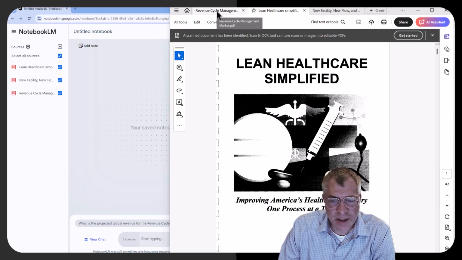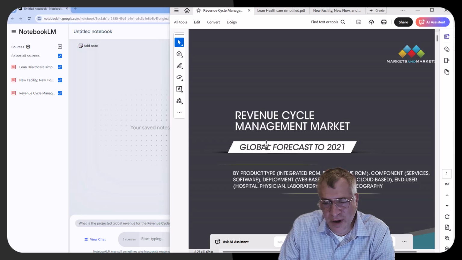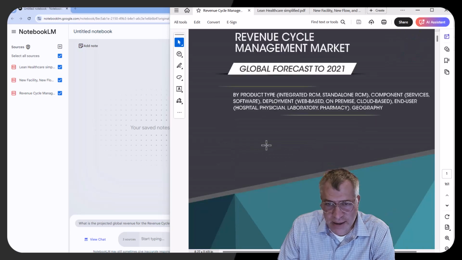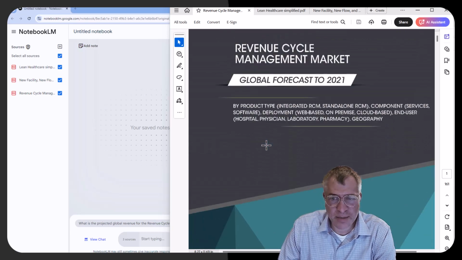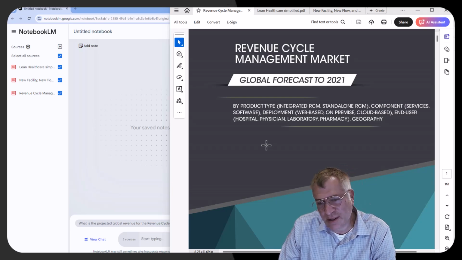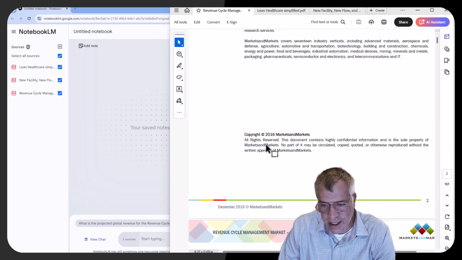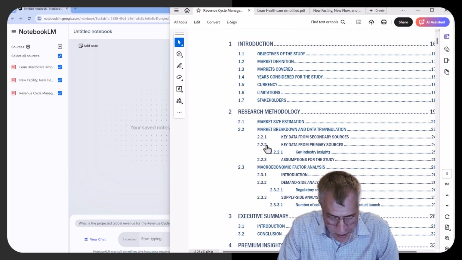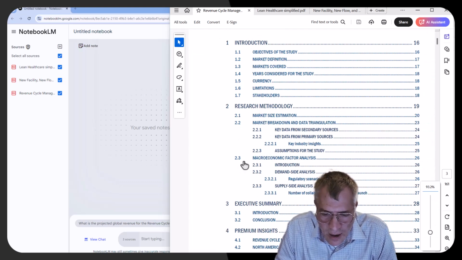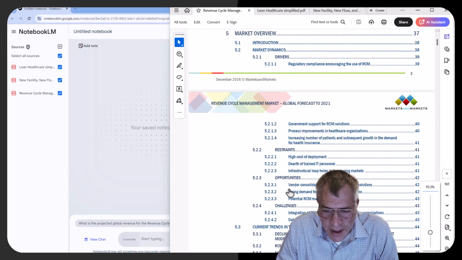So I uploaded 3 different documents that I have: an older market study about the revenue cycle management market. This is companies that provide things like billing services for labs, hospitals, private practices, claims processing, etc. So this is a pretty comprehensive report, and it has all of these different chapters about the market itself.